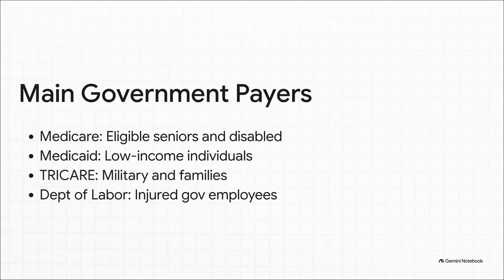Okay, so while Medicare is obviously the chief government payer for seniors and the disabled, it is really just one piece of the puzzle. Today, we're zooming in on the other three major entities. You've got Medicaid, which steps in for low-income individuals. Then there's TRICARE, serving our military members and their families. And finally, the Department of Labor, which manages care for injured government employees. Listen, if you treat these the same as standard commercial insurance, you're practically guaranteeing denied claims, because they each play by their own completely distinct rulebooks.